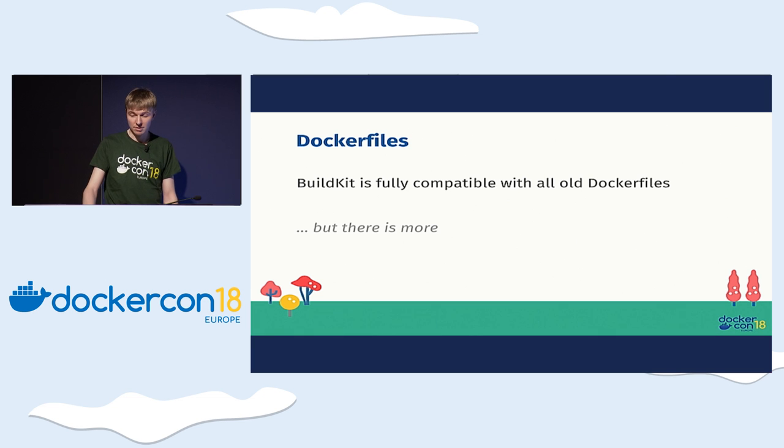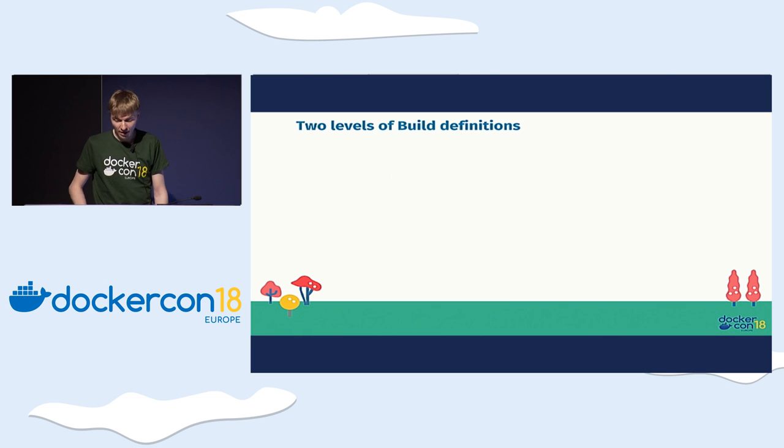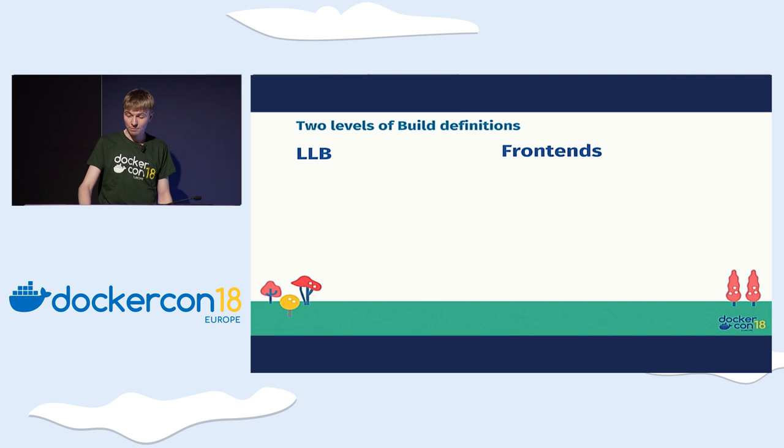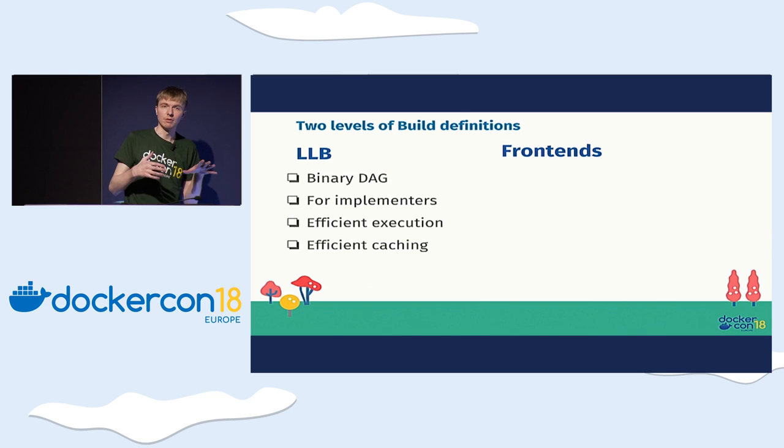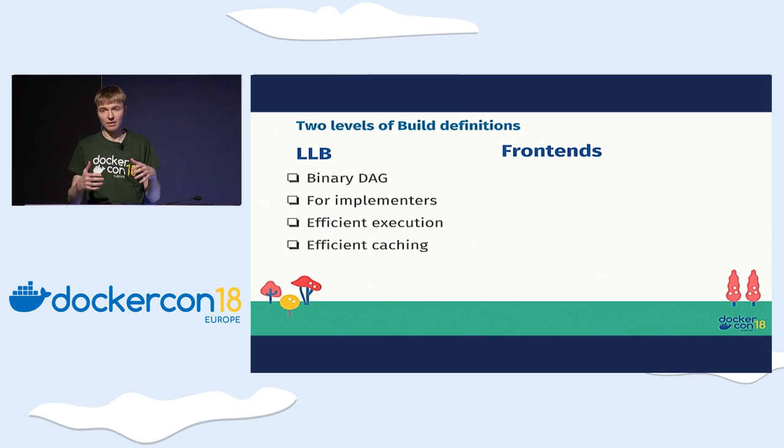But there is actually so much more in there. If you look at what BuildKit actually does with your build definition, there are two methods of how BuildKit can receive the build definition. There's something called LLB, and there are frontends. The LLB is the actual main build definition format that BuildKit uses internally. It's very low level, it's a binary format.